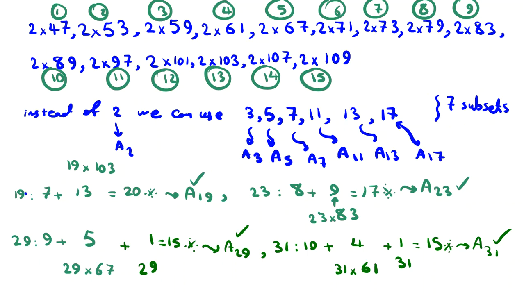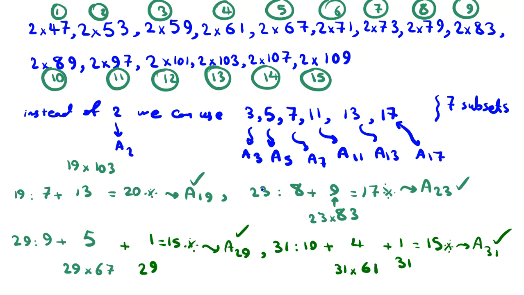Now I want to prove for 19. If you consider 19 times 47, up to 19 times 103, we have 13 subsets, and also from 2 to 17 I have 7 subsets, A2 to A17, so 7 plus 13, 20 subsets. Contradiction, because I want to check the case that our number of subsets is less than or equal to 14, and we want to contradict that. Okay, so we have A19.